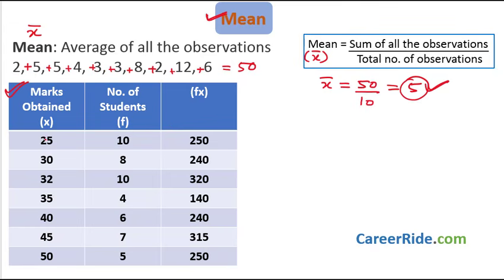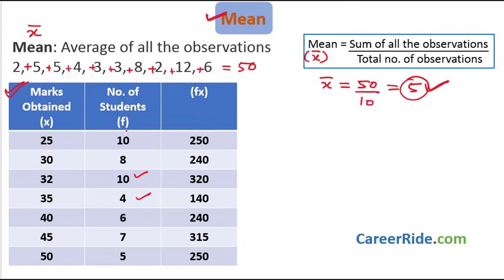10 students scored 25 marks. 8 students scored 30 marks. 10 students scored 32 marks. 4 students scored 35 marks and so on. Now if you are required to find the mean marks of this class, then how are you going to do it?